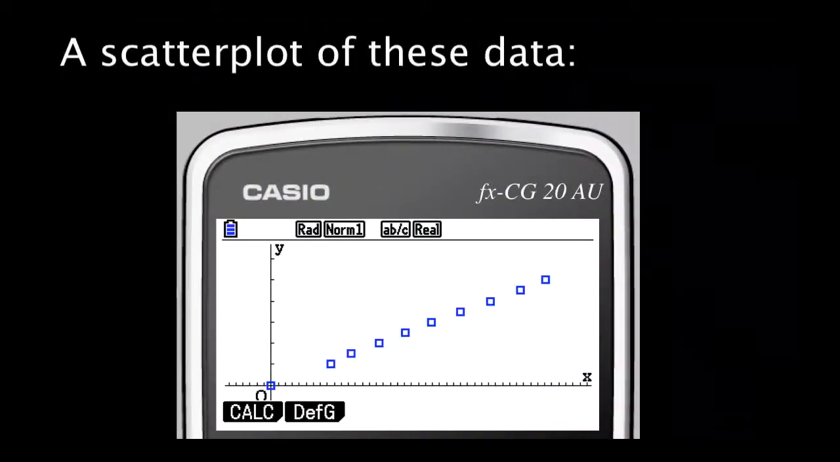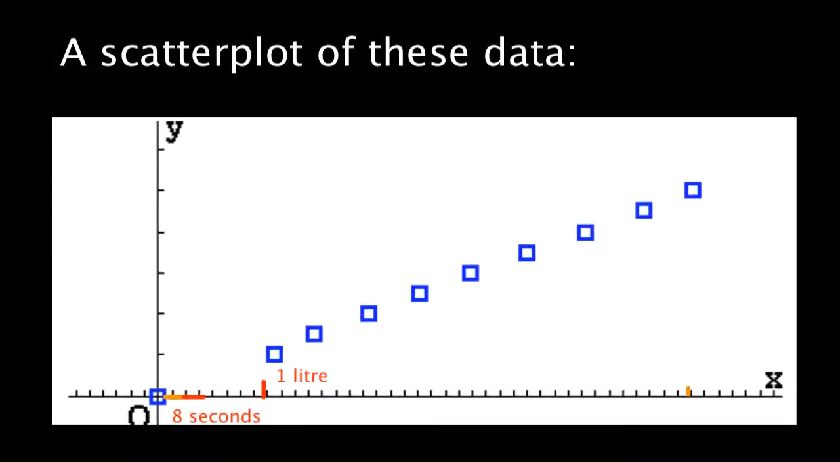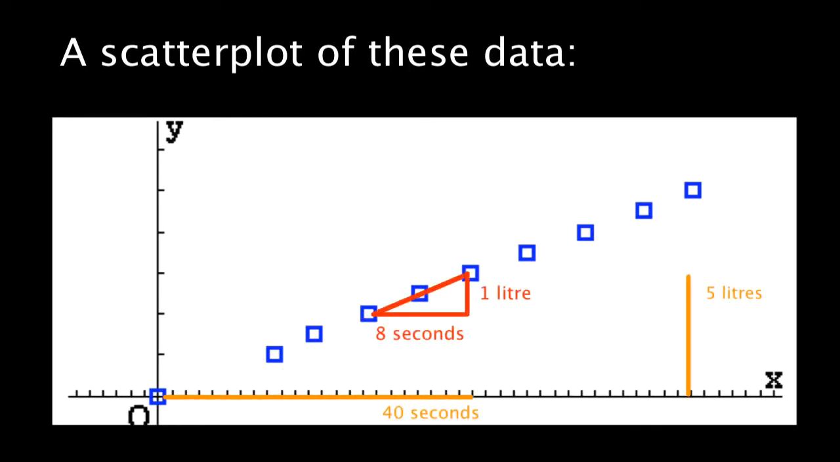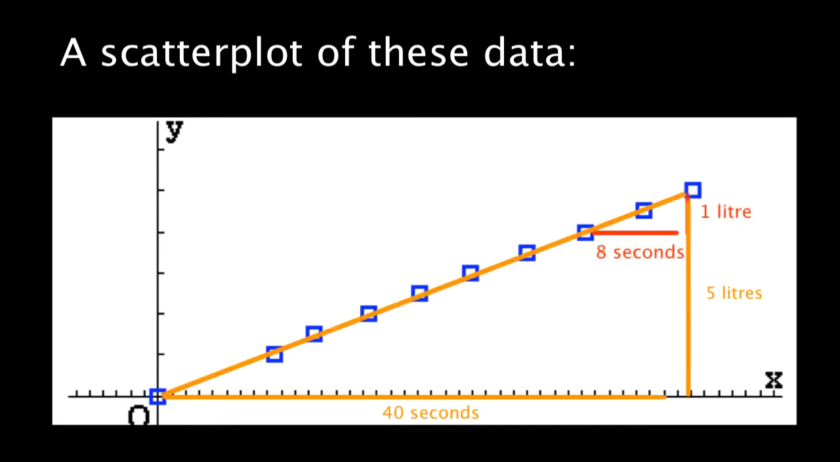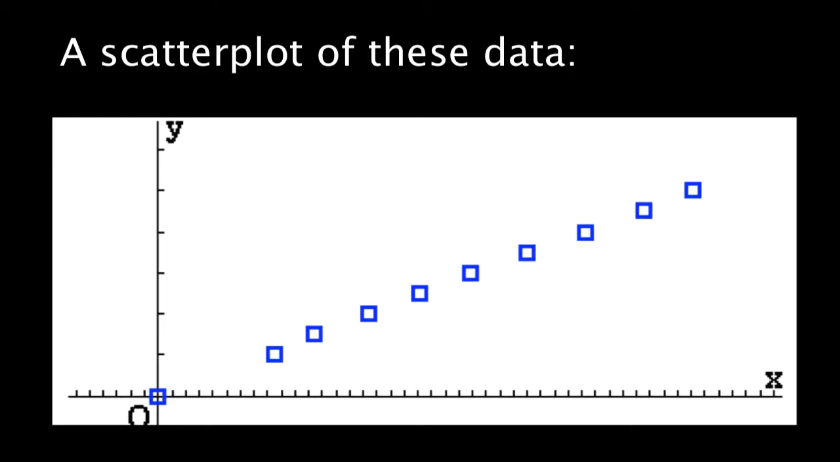I then made a scatter plot of these data, and as you can see, the plot has a linear nature to it, suggesting the flow rate is constant-ish. It shows graphically that in each 8-second window, about 1 litre flows into the jug, which tells me it would be fine to model this process with a linear function.